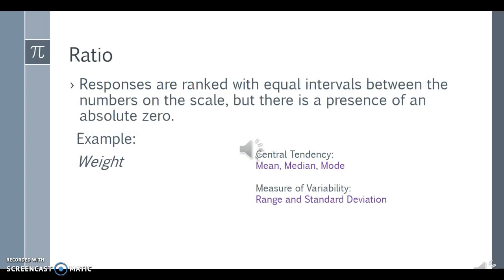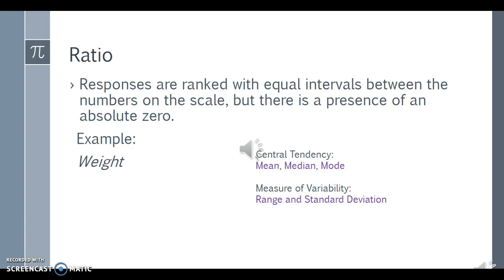The final level of measurement in a research project is the ratio. This is when responses are ranked with equal intervals between the numbers on the scale, but there is a presence of an absolute zero. An example of this is weight. So we know that you can have an absolute zero when it comes to weight. And from that point, the possible responses increase.